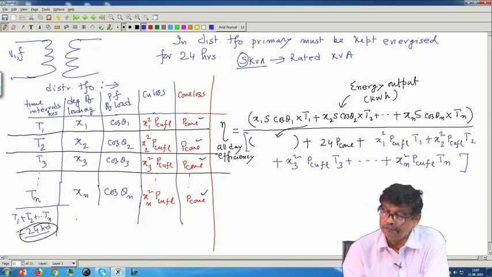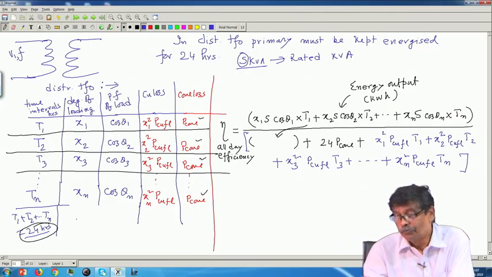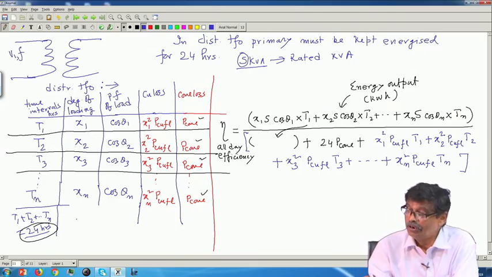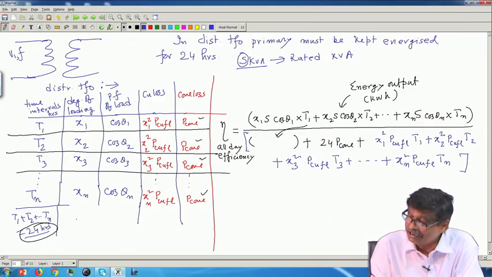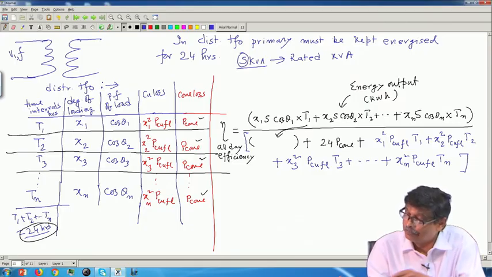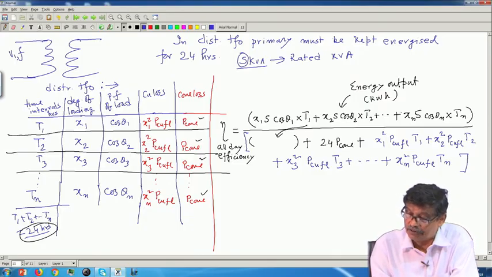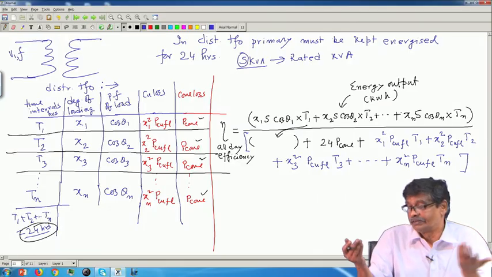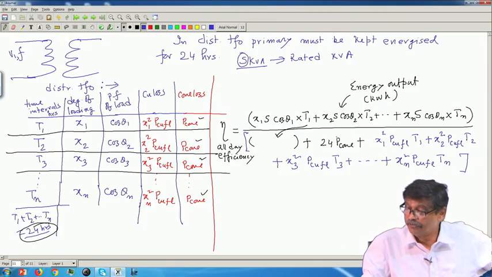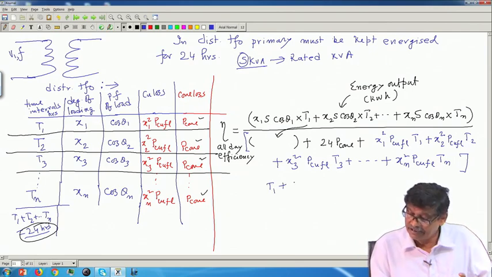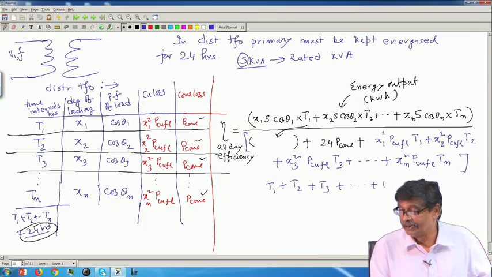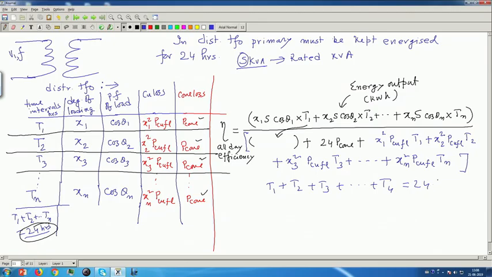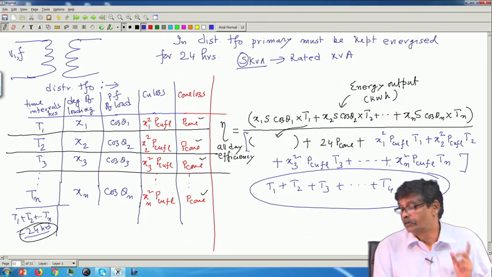Core loss remains the same. Only thing, instead of output kilowatt by input kilowatt, it is output kilowatt hour divided by this whole thing, the input kilowatt hour. What is the input kilowatt hour? This bracketed term, once again I have not repeated, it is this numerator plus core loss remains same, so 24 hours into P core plus this. Mind you, T1 plus T2 plus T3 plus up to Tn is equal to 24 hours. Okay, thank you. We will continue with this next time.